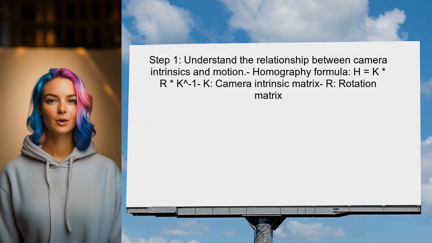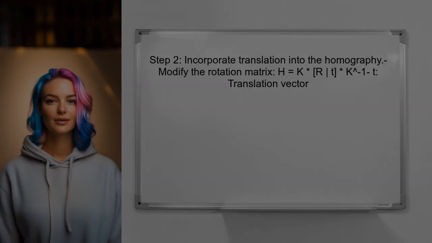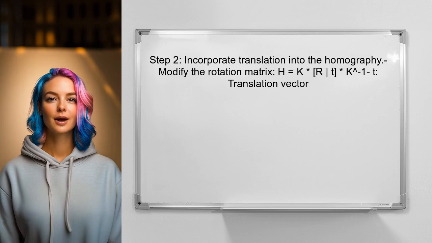To compute the homography matrix, given the rotation and translation between two cameras, the user should start by understanding the relationship between the camera intrinsics and the rotation and translation vectors. Next, the user needs to incorporate the translation vector into the homography calculation. This can be done by modifying the rotation matrix to account for translation.